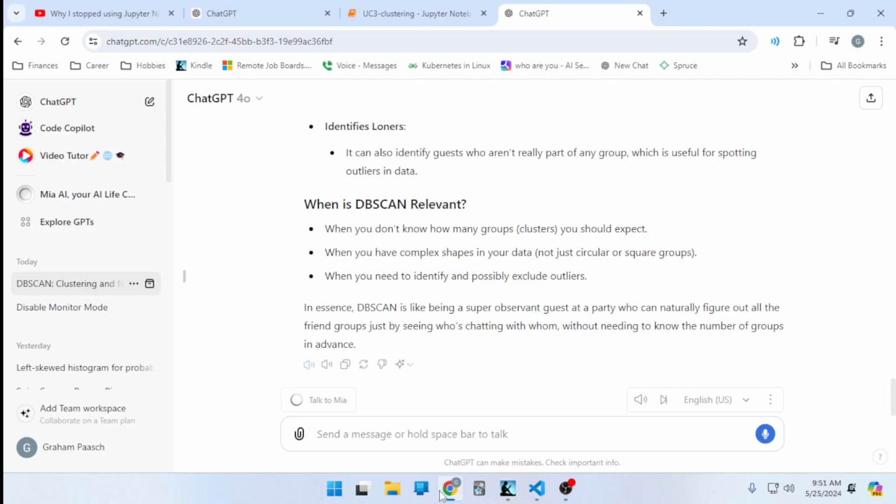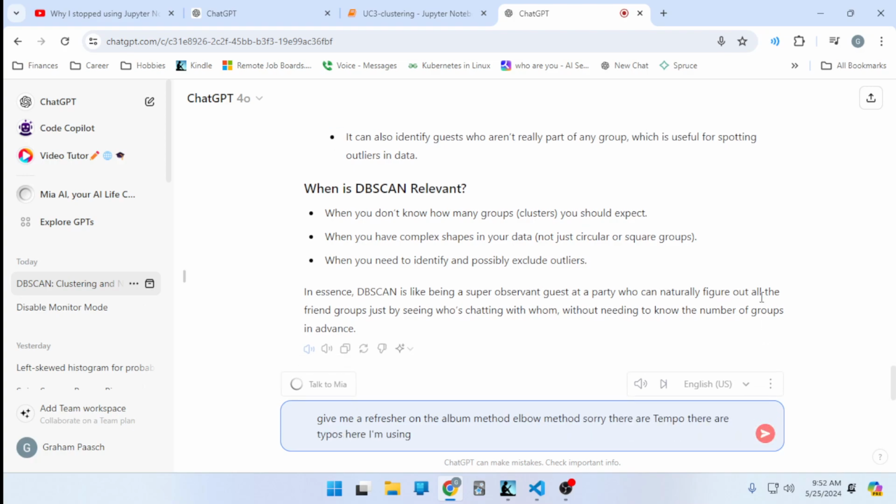And let's get a refresher. Give me a refresher on the elbow method. Sorry, there are typos here. I'm using voice to text. But what I want a refresher on is the elbow method. E-L-B-O-W.